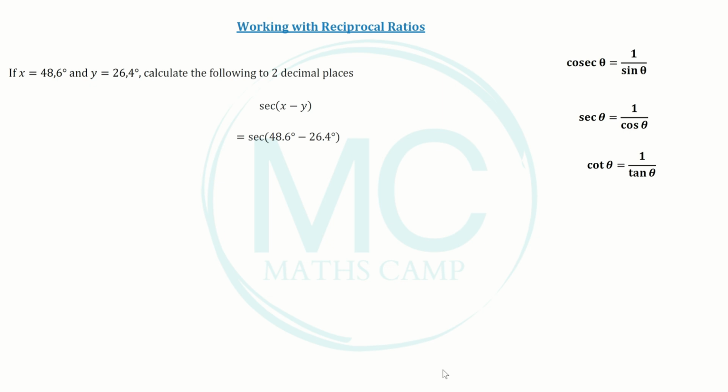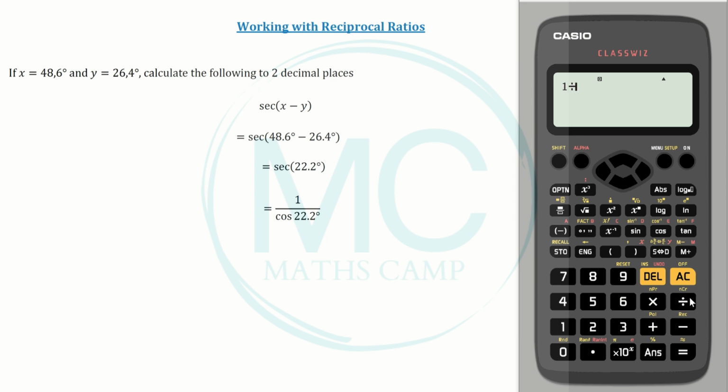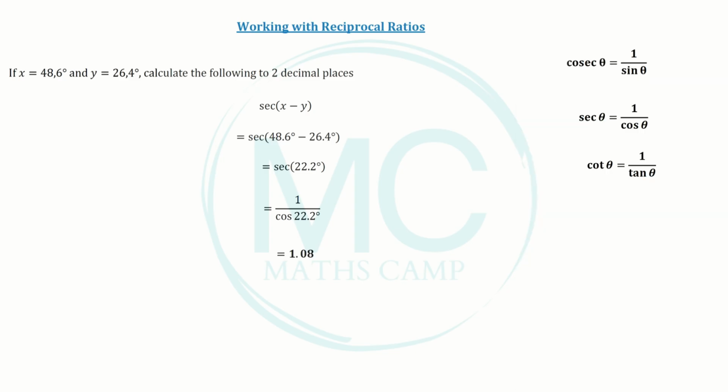48,6 minus 26,4 gives us sec 22,2 degrees. But sec is a reciprocal ratio, so before we can use our calculators, we have to turn it into cos. So we can say it is equal to 1 over cos 22,2 degrees. And now we can take out our calculator and we say 1 divided by cos 22,2 degrees is equal to 1,08. Can write our answer down here.